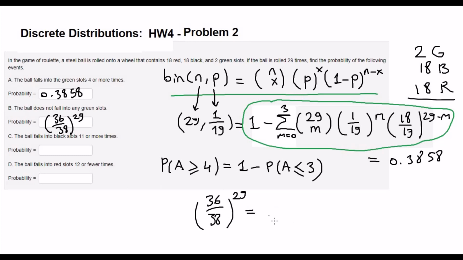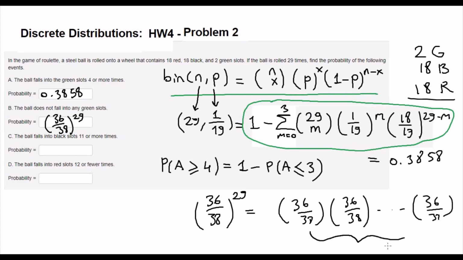You can think of it like this. You roll the ball the first time, this is the probability. And the second time, this is the probability that it doesn't fall. And you do this 29 times. So these 29 times, you can condense in the power formula.